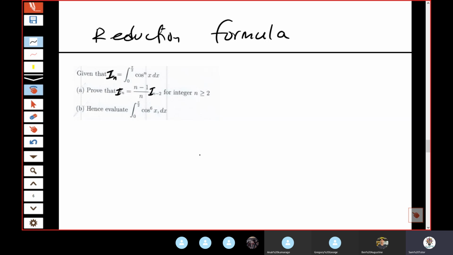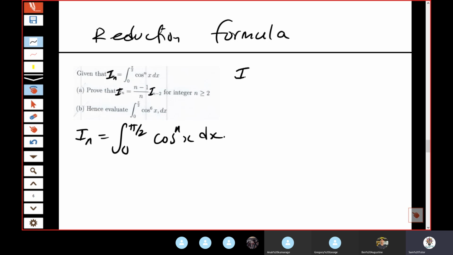Okay, so let's start. You're given that In is equal to the integral from 0 to pi on 2 of cos to the power of n x dx. Prove that this In can be written as (n minus 1) over n times I of n minus 2. So it's the exact same thing with the minus 2 there, for example.